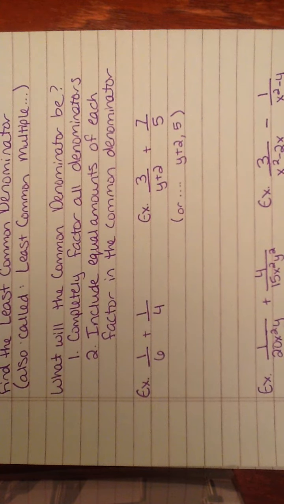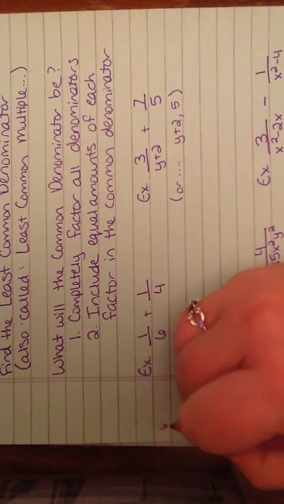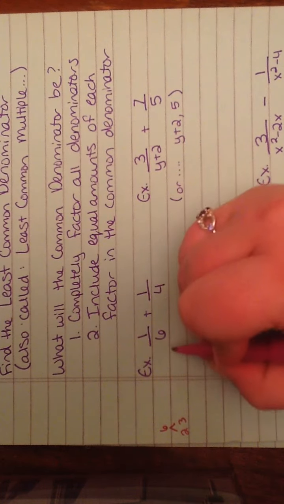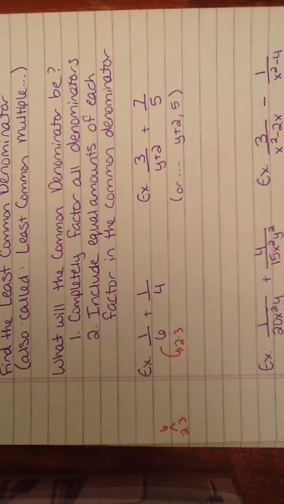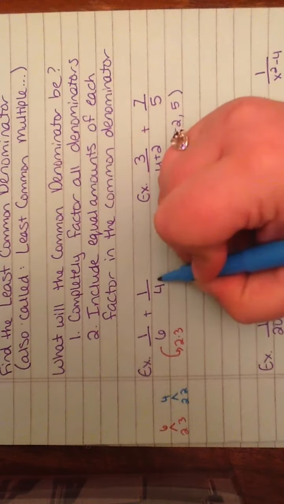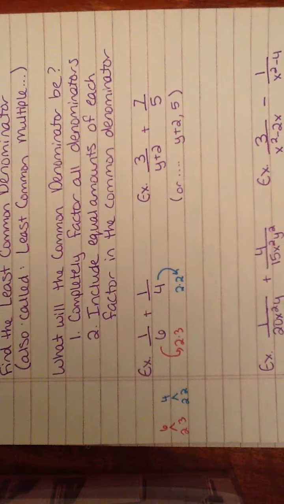So we need to make a factor tree when we have numbers. So off to the side here, I am going to make a factor tree of 6. So when I take 6 and divide it, I get 2 and 3. So my denominator here says 6, but that really is 2 times 3, right? And then also for 4, I make a factor tree for it, and 4 factors as 2 times 2. So really, instead of 4, I can write 2 times 2, yeah?